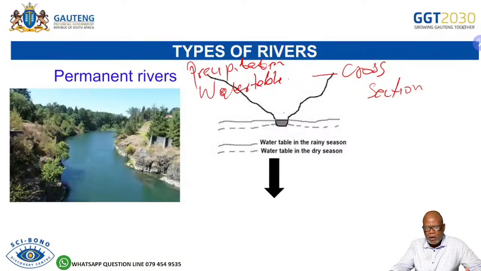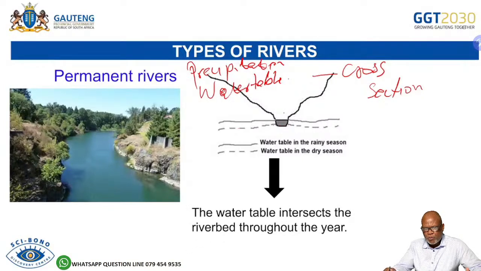Now, the water table will intercept the riverbed throughout the year. So it has a source of water throughout the year. During the rainy season, it has the source of water from the rainfall or from the precipitation plus the groundwater. But during dry season, it only has the source of water from groundwater.